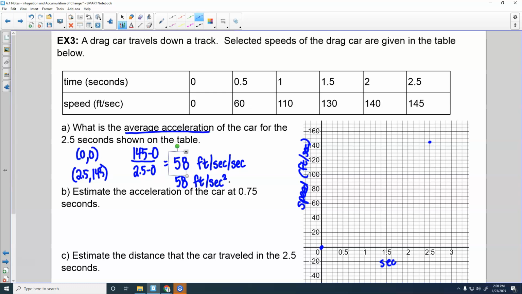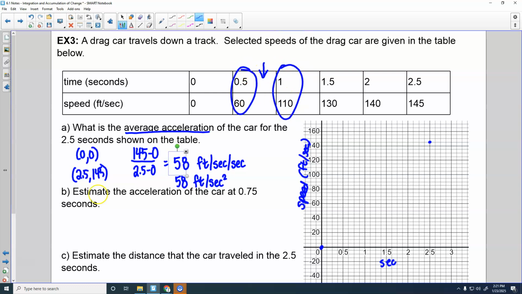Okay. Now B asks us to estimate the acceleration of the car at 0.75 seconds. So we're still talking about acceleration. We're still talking about a slope. What are we going to do there? Right, so that would fall right here in between 0.5 and 1. So if we find just the slope between those 2 points, that's going to be as close as we can get given the information we've got.